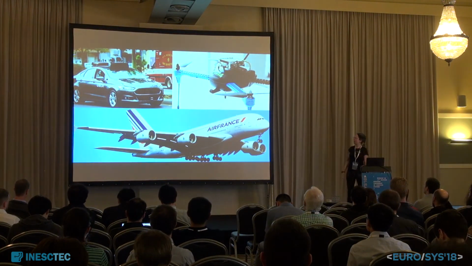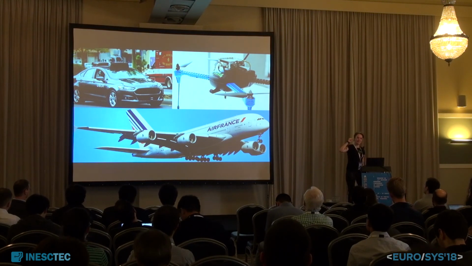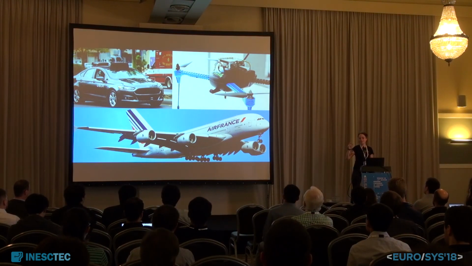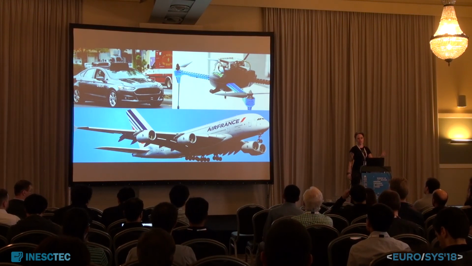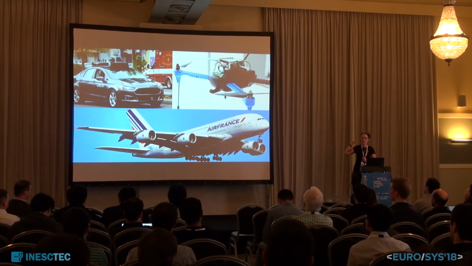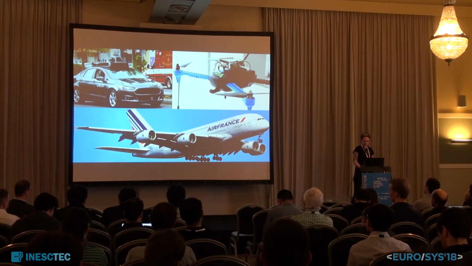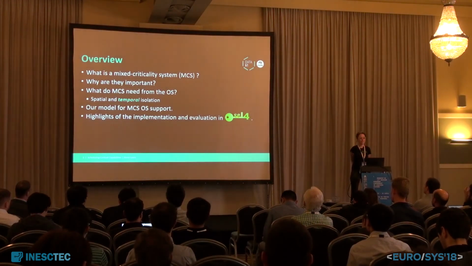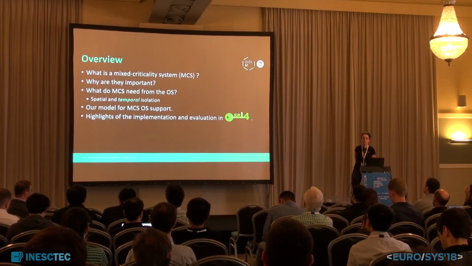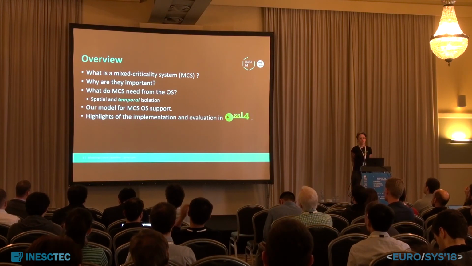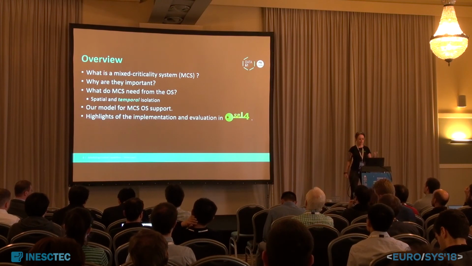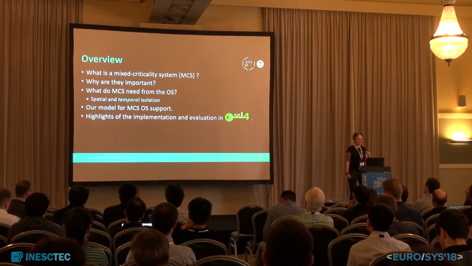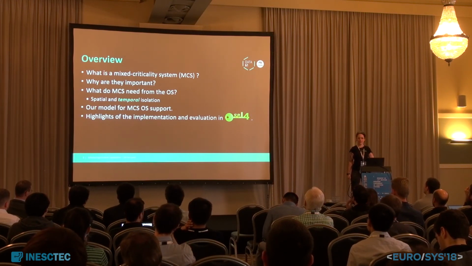So, looking up here, my claim is that the operating systems of today are insufficient for the cyber-physical systems of tomorrow. So we're talking about self-driving cars, autonomous planes, smart factories, you name it. In this talk, I will define what a mixed criticality system is, why you should care about it, what a mixed criticality system needs from the operating system, our model for doing that, and then some very, very tiny highlights of the implementation and evaluation in the seL4 high assurance microkernel.